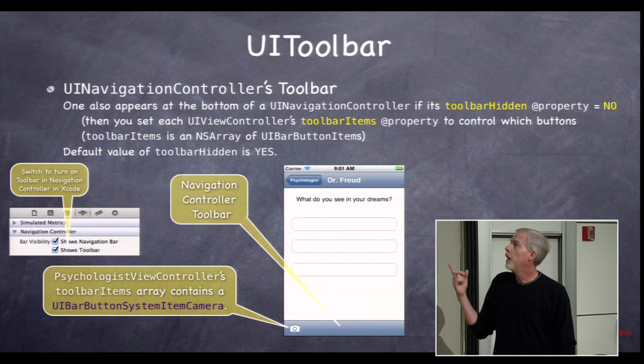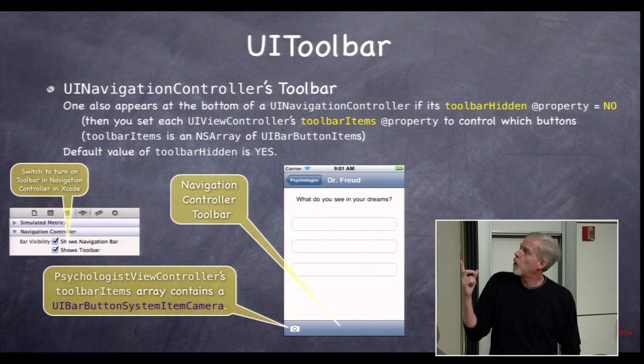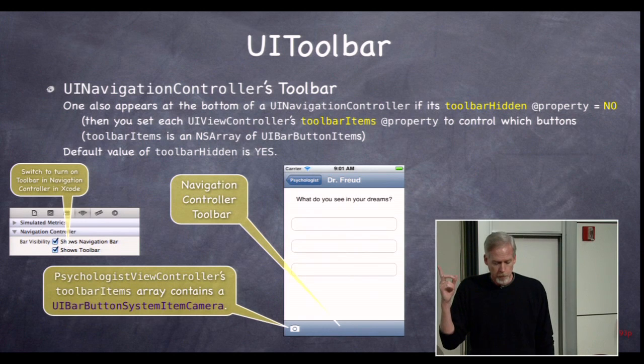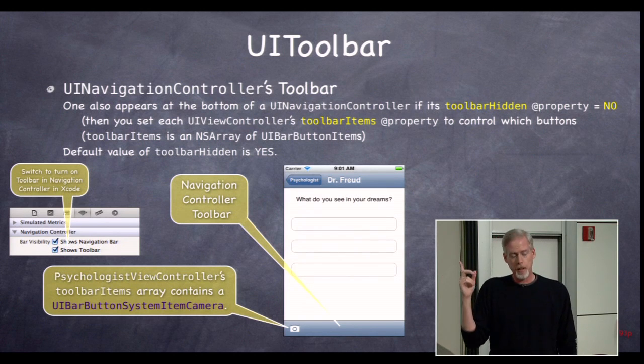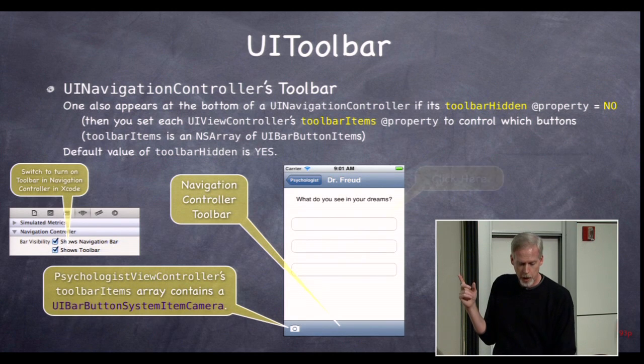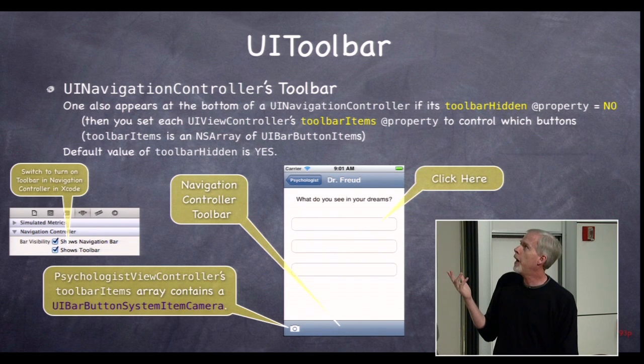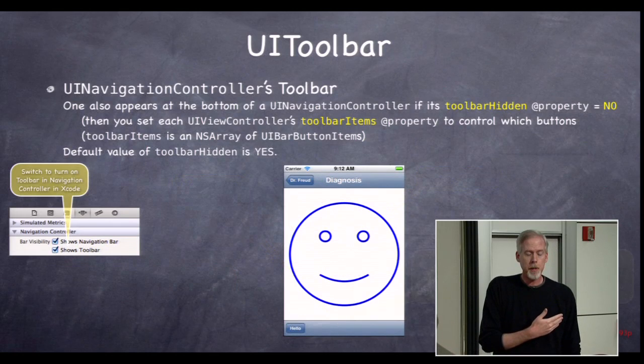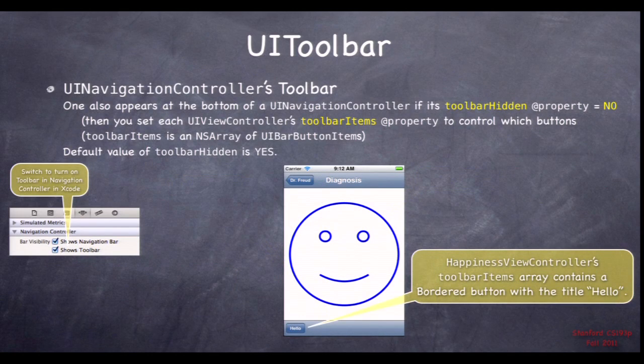So for example, here, let's say this looks like a psychologist view controller. And at the bottom, it's got a little camera toolbar button there. And so if I were to click on a button and cause a push to happen and put a happiness view controller on there, well, then I'd get the happiness view controller instance's buttons. So there's a button down there. It has a button Hello, and notice the camera one is gone.